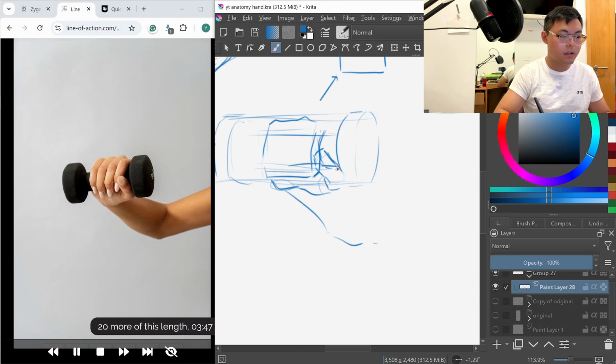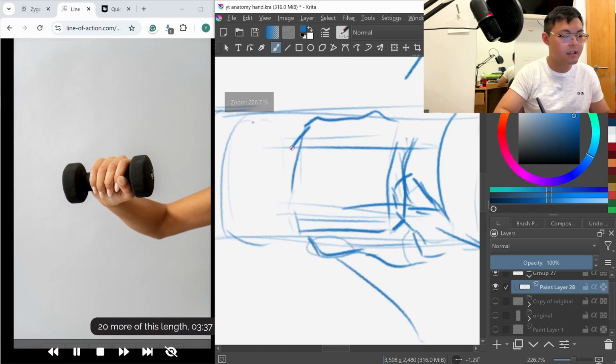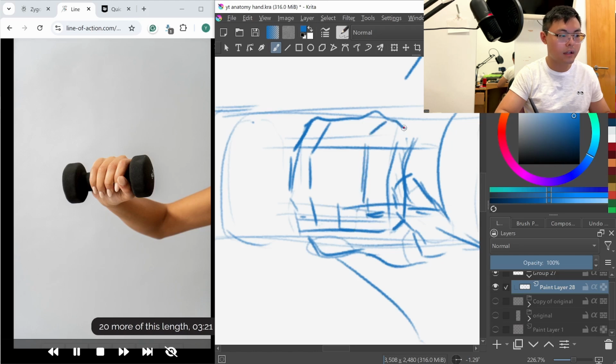I think something like that. Nice. That's roughly it. And you start adding the details here, here, here. This one will be the longest one. This will be slightly shorter. Yeah, like that.